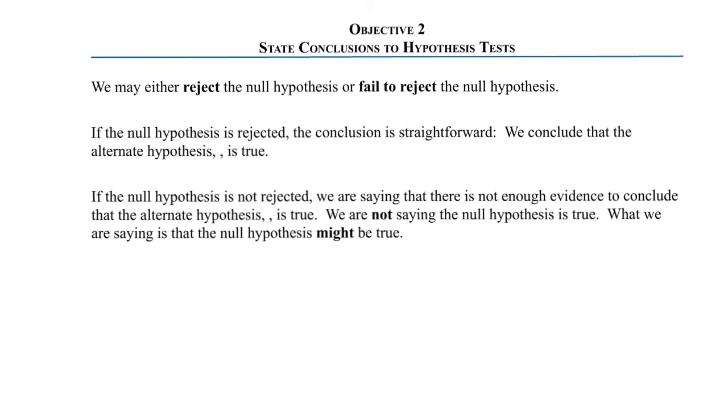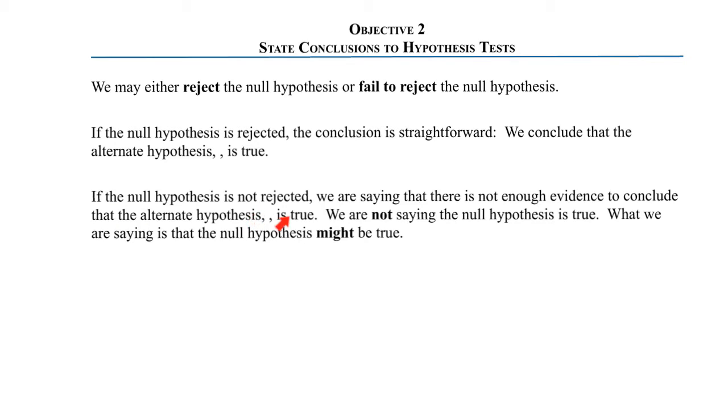While stating a conclusion, if the null hypothesis is rejected, we conclude that H1 is true. We can state this conclusion by expressing H1 in words. We should not simply say that we reject the null hypothesis. So you have to explain that in a sentence. If the null hypothesis is rejected, the conclusion is straightforward. We conclude that the alternate hypothesis, which you need to explain, is true.